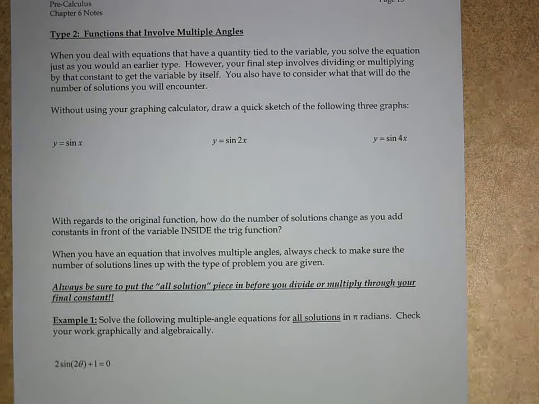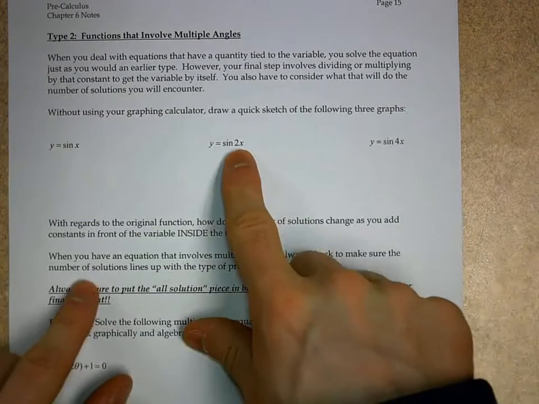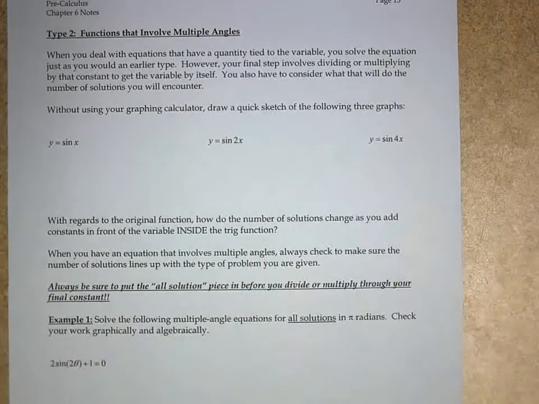The second type of trig equation we're going to be dealing with are those that involve multiple angles. We're going to use, once again, the same procedure that we did before where we take arc sines, find reference triangles, and add plus 2 pi n's when it asks for all solutions. But now we've got one additional step, and it's what happens when there's a 2 or a 4 or something that's attached to the x.